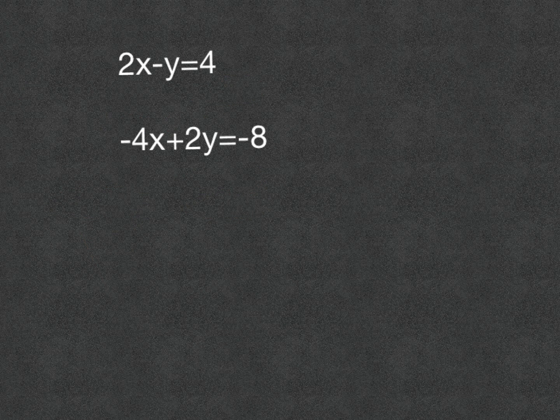Welcome back. My second example is 2x minus y is equal to 4, negative 4x plus 2y is equal to negative 8. Now, I'm going to get y by itself.